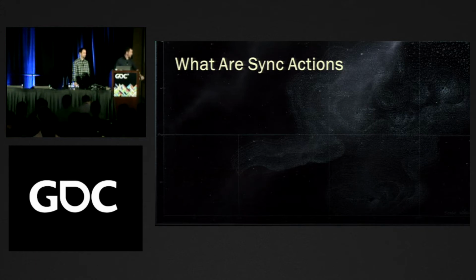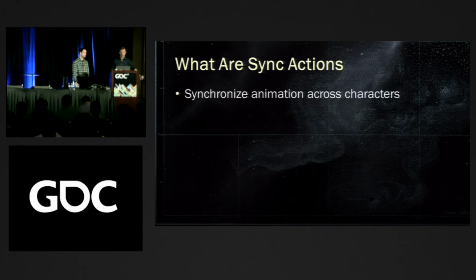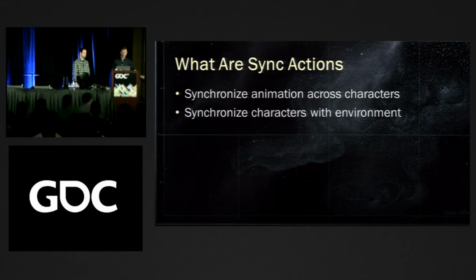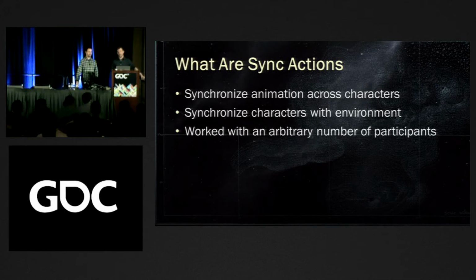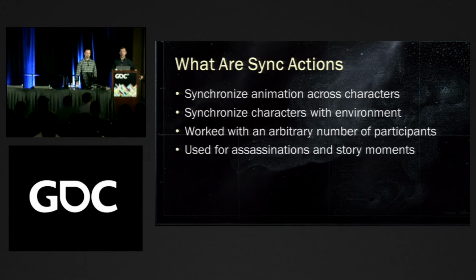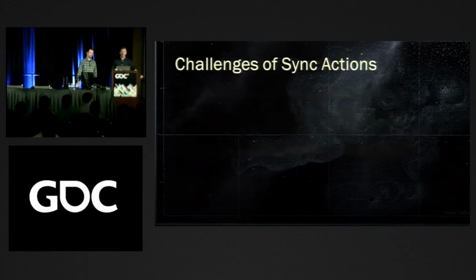How we synchronized animations. Next piece of technology. First, we want to describe what exactly we're talking about here. We want to synchronize animations across characters. We want to synchronize them with the environment. And we want it to work with any number of participants. If there are two Spartans interviewing a civilian next to a crate who's part of the animation, all of those objects are in the synced animation. We use this for our assassinations and our in-game story moments.